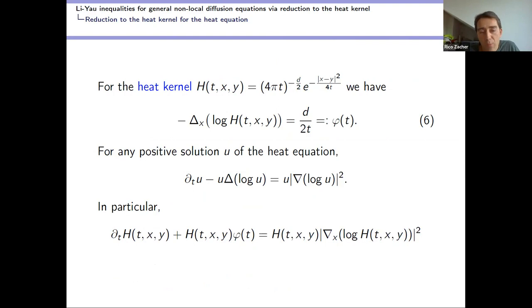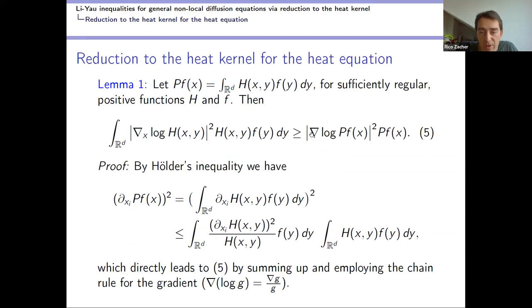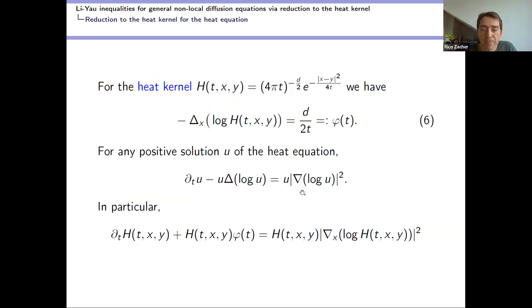Now, let's consider a positive solution u of the heat equation. We have seen already the equation for the logarithm of u. It's written in a little bit different way. Here I do not have the dt log u, but I wrote dt log u as dtu divided by u, and I multiplied by u to get this form. Because here we have this structure we have seen before in the inequality. It's this structure with the gradient log modulus to the power 2 times the function. It's the same structure here.